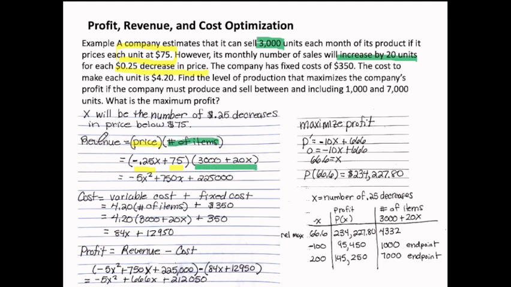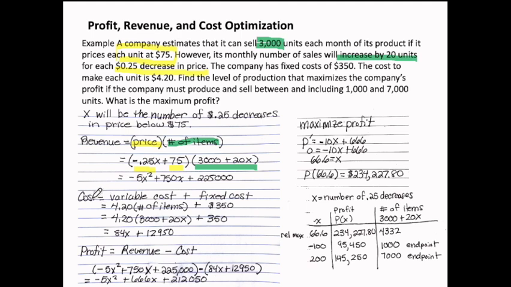So the revenue is what we get when we take the price times the items. When we multiply that out, we get a revenue function of negative 5x squared plus 750x plus 225,000. Okay, now for the cost, I'm going to use blue.